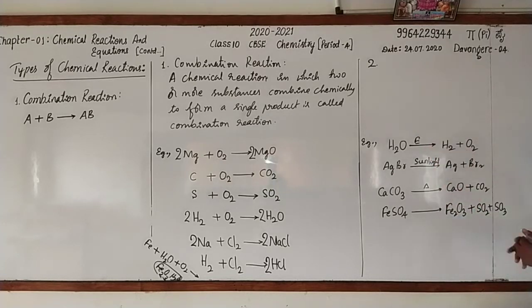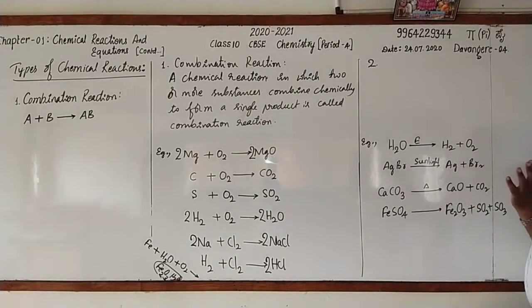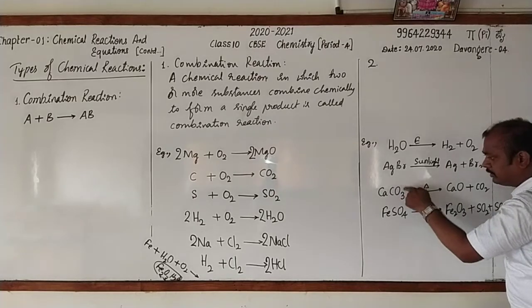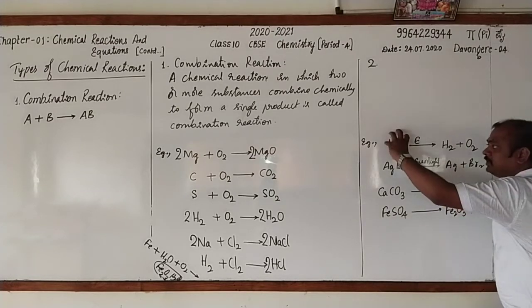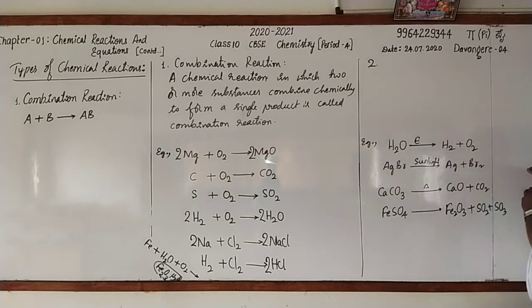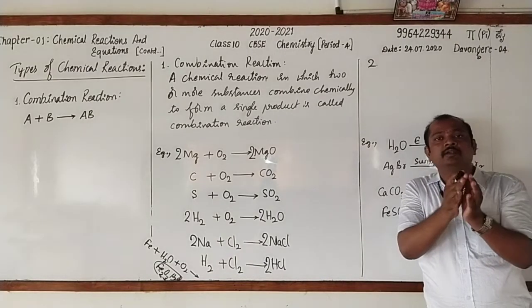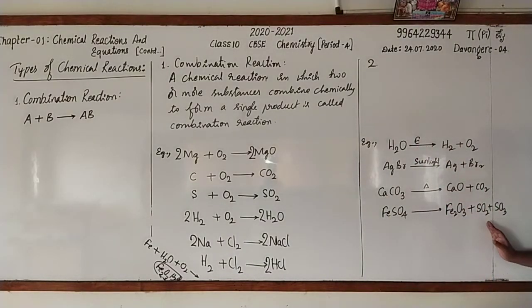Now, observe here, in all these cases, on the reactant side, how many compounds are there? Only one compound. On the product side, there are 2 or more, right? That means each compound gets split up into 2 or more compounds. Splitting is nothing but decomposing into 2 or more products.